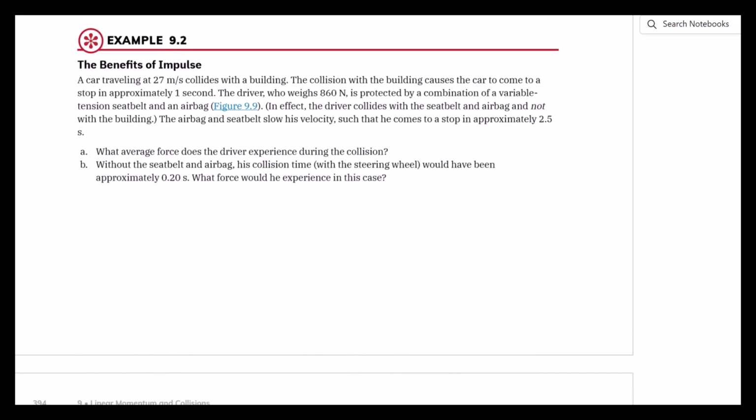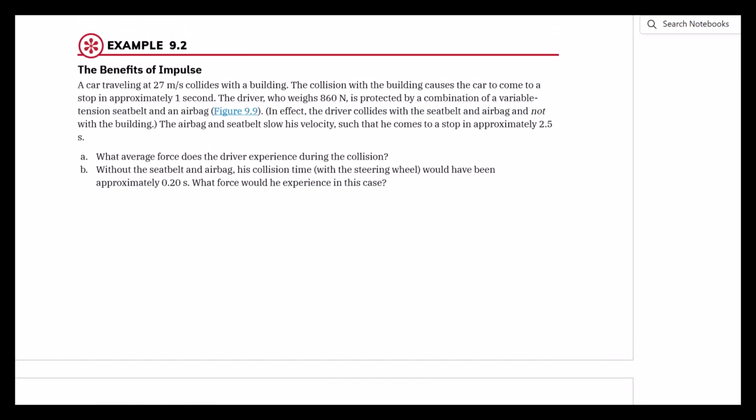Let's see. The benefits of impulse. Okay. A car traveling at 27 meters per second collides with a building. That seems unfortunate. The collision with the building causes the car to come to a stop in approximately 1 second. The driver is protected by stuff. What average force does the driver experience during the collision?